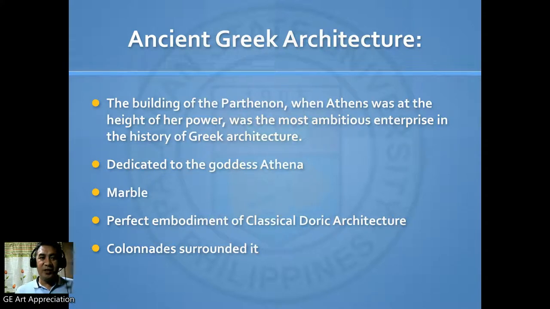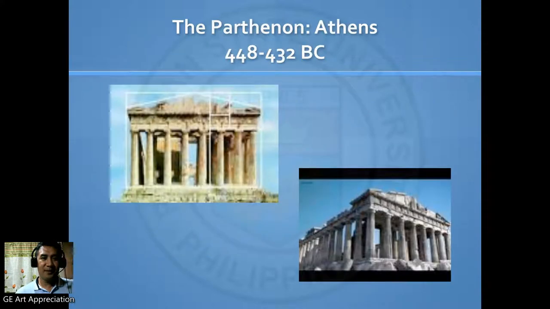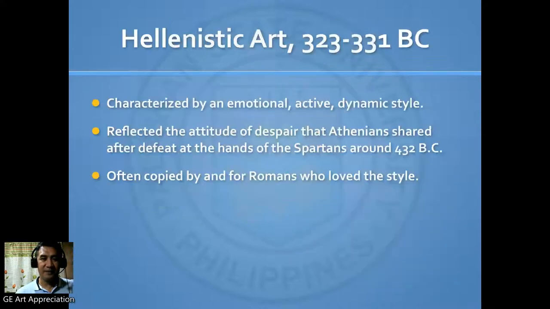Let's proceed with the ancient Greek architecture. Here, their architecture is more dedicated to the goddess Athena. Let's take a look. Here we have the Parthenon, built 448 to 432 BC in Athens.